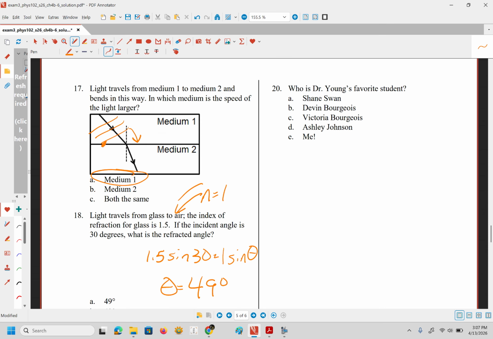And then who is Dr. Young's favorite student? Oh gosh, this is hard. Shane Swan. Shane Swan works in industry. He ran for the state senate a few years ago. Devin Bourgeois is a doctor. He was at Family Doctor Clinic, but now I think he works at Twitter Regional. Victoria Bourgeois, oh, she's in med school. She's super. Ashley Johnson, she was a track athlete here for some years. And I think she works in research now. I think she's the one that works in the pharmaceutical industry. Anyway, so the right answer to that is E. My favorite student is you.